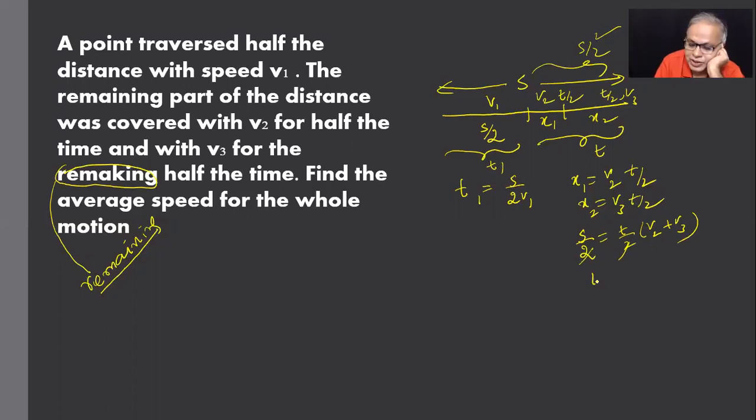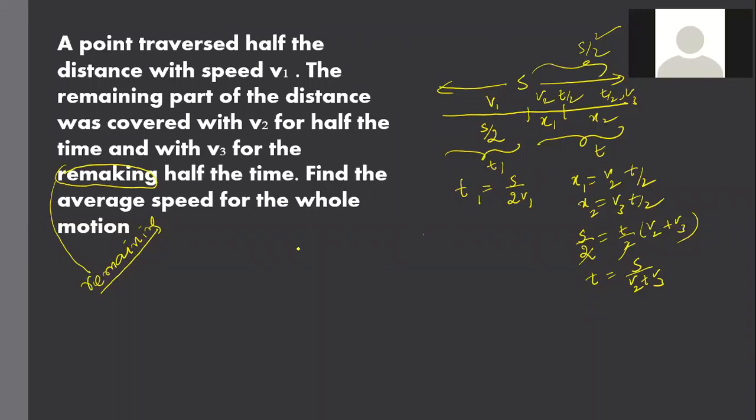What do I get for this T now? T equals S by (V2 plus V3). Is it all right, children? Everybody, Pavani, Balvardhan, Vamshi? Yes, sir.